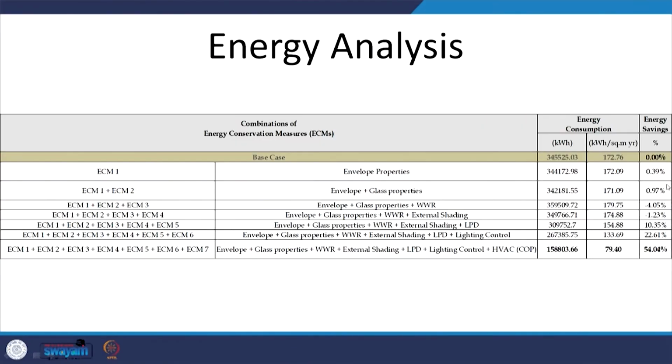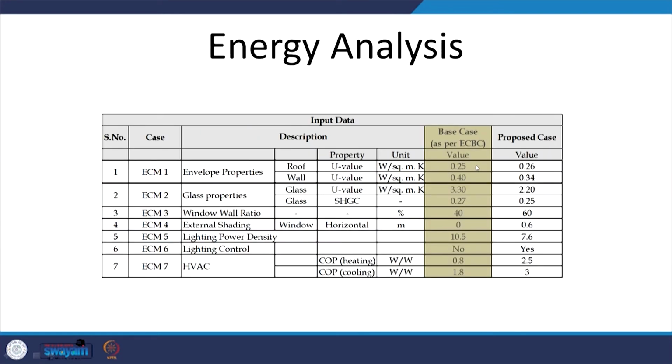If we see here, from the base case, after adding energy conservation measure 1, which was the envelope property, we got a saving of only 0.39%. Now, it appears that the envelope properties do not have much impact, but if we look at the input data, there is hardly any difference in the proposed case from the base case. So, the base case is already at a very good level.